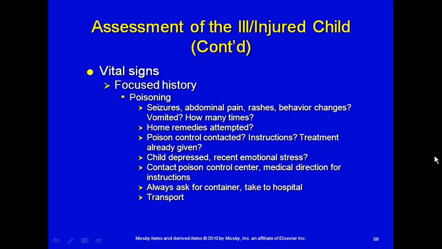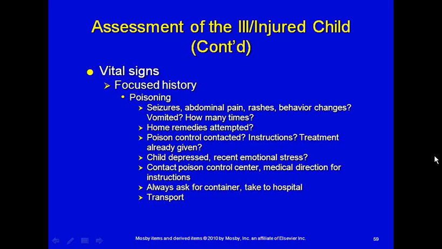Do they have any seizures with their poisoning? Any abdominal pain or rashes or behavioral changes? Have they vomited? And if so, how many times? What sort of home remedies were attempted? Did they give them some burnt toast and milk? Did you call a poison control center? If so, what instructions did they give you, and have you provided any of that treatment?